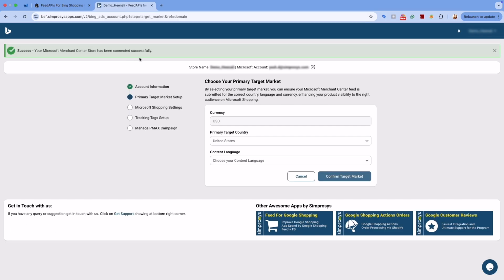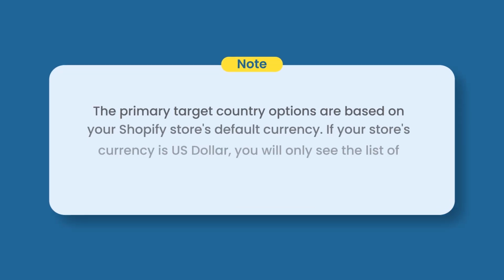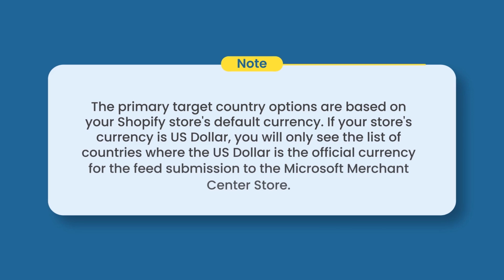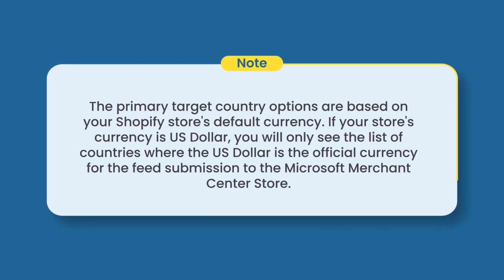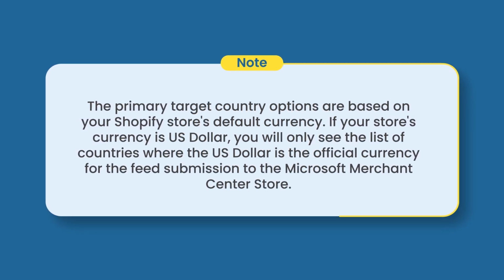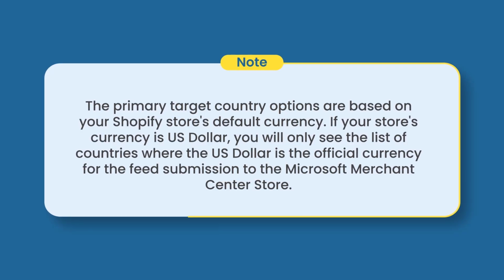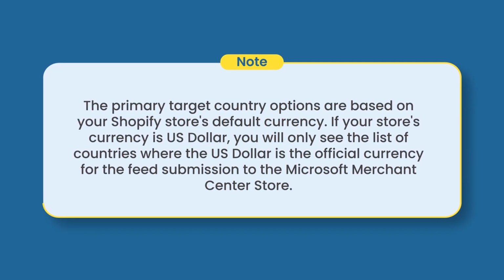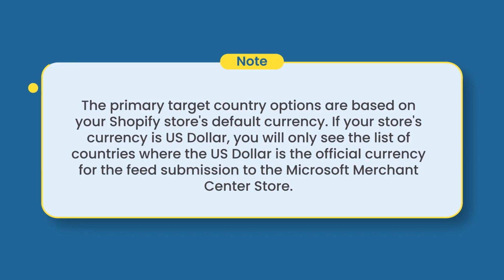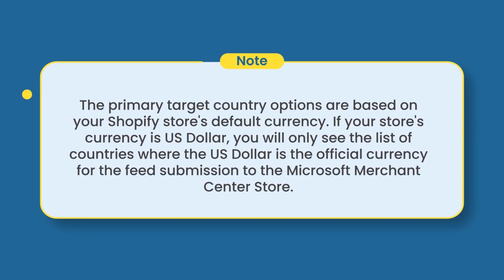On the next page, select the primary target market and content language to ensure that the feed is submitted to the correct audience on Microsoft Shopping, and click on Confirm Target Market. The primary target country options are based on your Shopify store's default currency. If your store's currency is US dollar, you will only see the list of countries where the US dollar is the official currency for the feed submission to the Microsoft Merchant Center store.